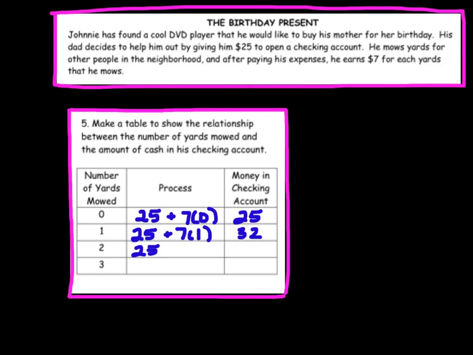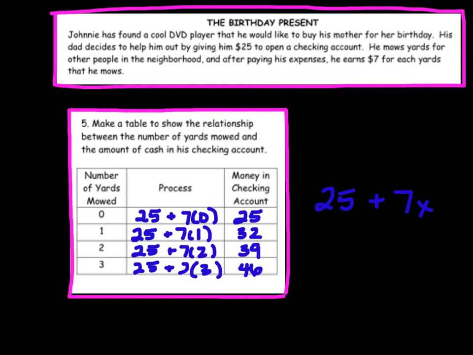For 2 yards, he would gain an extra $14. So that would give me up to 39. And for 3 yards, that would get me an additional $21. So that would put me up to 46. So we obviously know we're increasing. So we want to write an expression for this. Our expression is what he starts out with, which is that 25, plus the $7 per yard. And since I don't know how many yards he's going to mow at the end, I'm going to represent that with X. So this would be an expression that I would use to solve the rest of these questions.